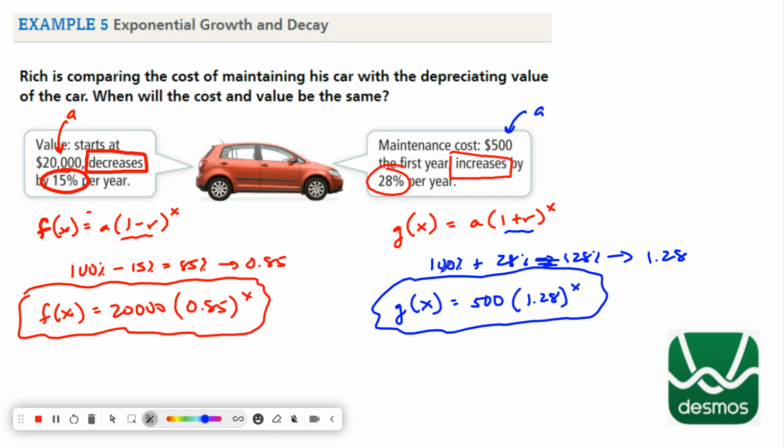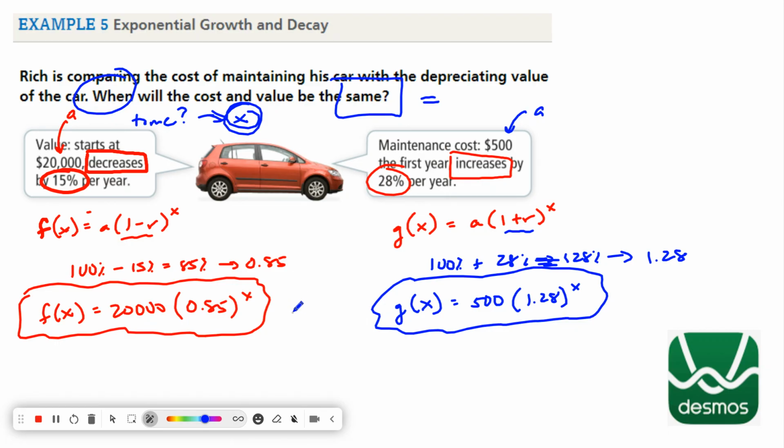And now, we recently finished topic 4, which was on system of equations. When you see this word the same, that means equal. We want to know when these two functions will be equal. What will the cost be, and what will the value be, or when will the cost and value be the same? When is looking for a time, and time is your x. So we're trying to see when do these two graphs cross or intersect, and let's identify the x value or the time when that happens.